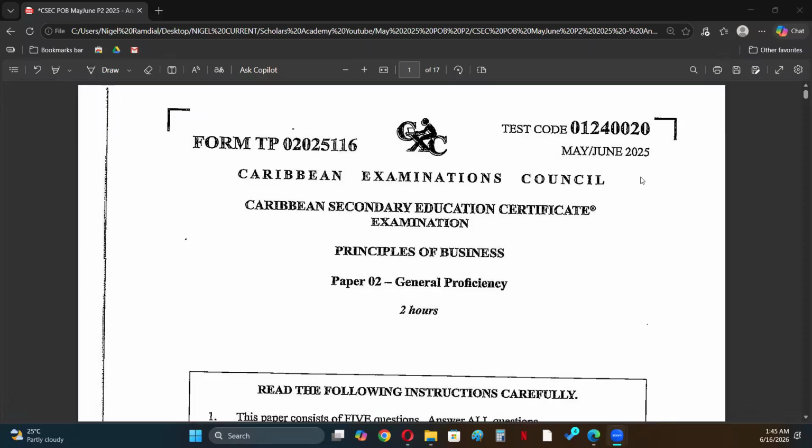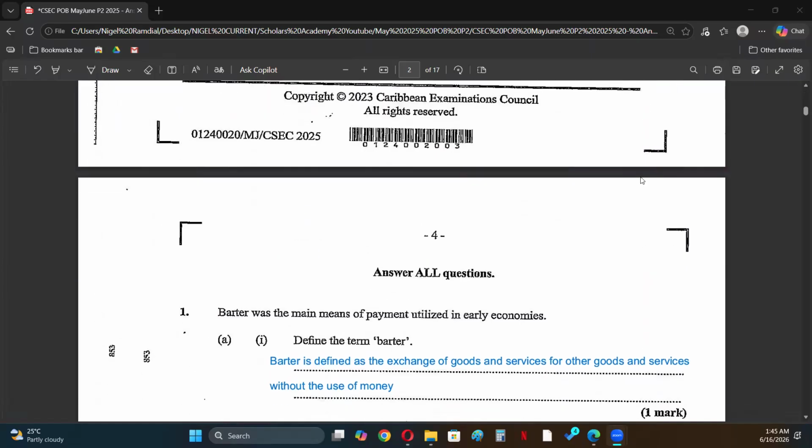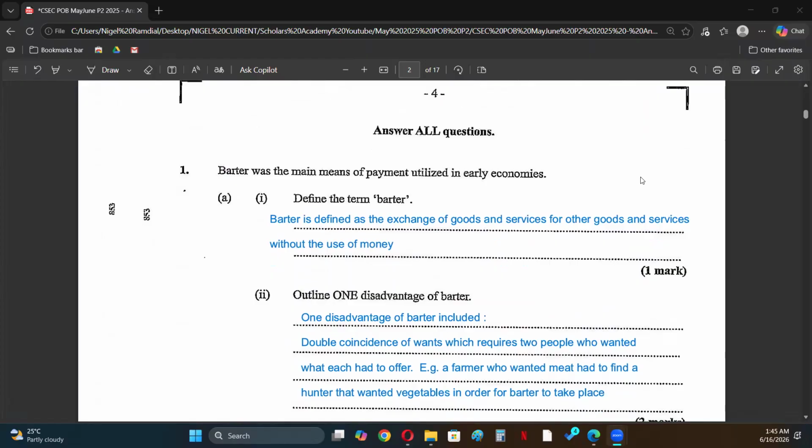Okay, guys, so May-June 2025 POB Paper 2, Question 1. Let's have a look. Now, Question 1. Barter was the main means of payment utilized in early economies. A. 1. Define the term barter. Now, barter, as we all know, is defined as the exchange of goods and services for other goods and services without use of money. Make sure and include that part, guys, without use of money. That is of utmost importance when answering this question.